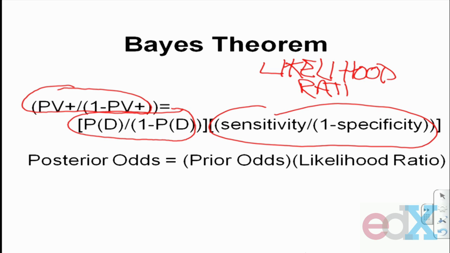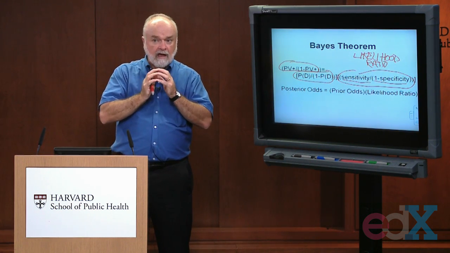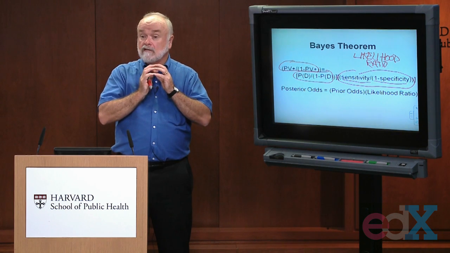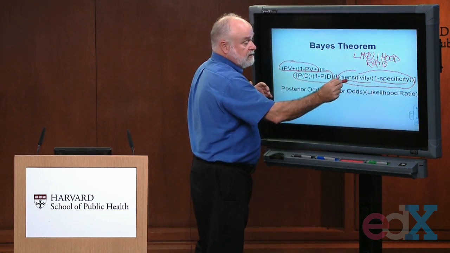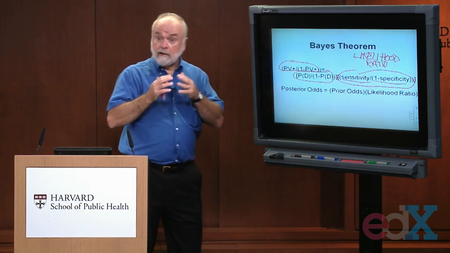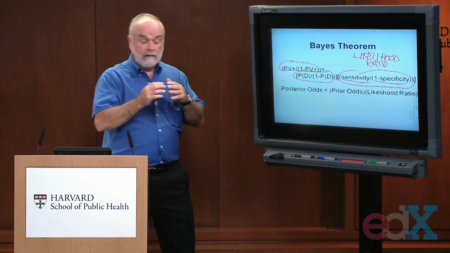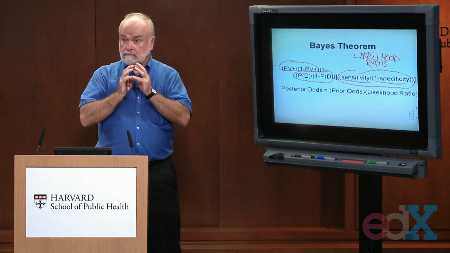The likelihood ratio is the sensitivity of the test divided by 1 minus the specificity of the test. Okay, so what's a good test? A good test, remember, has high sensitivity and high specificity. High sensitivity means the value for the sensitivity is close to 1. High specificity means the value for the specificity is also close to 1. Therefore, 1 minus the specificity would be close to 0.